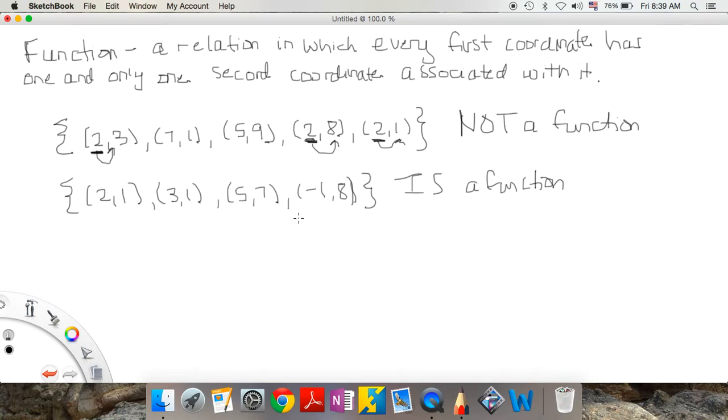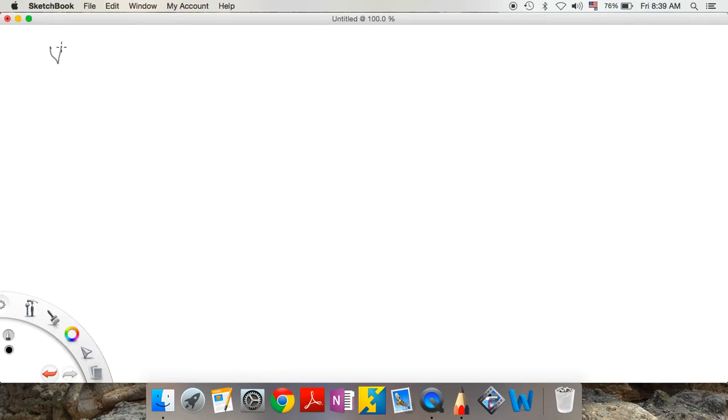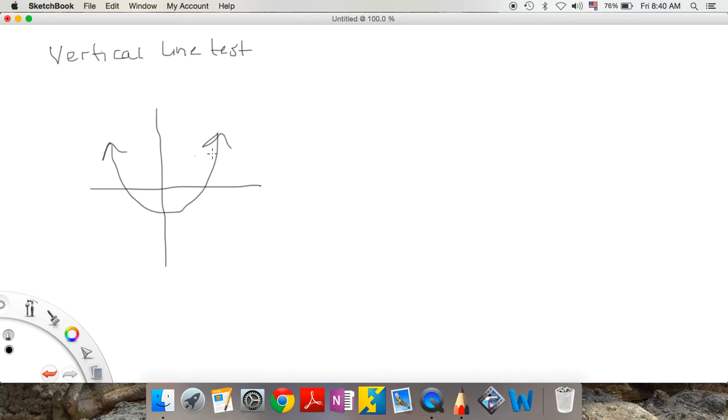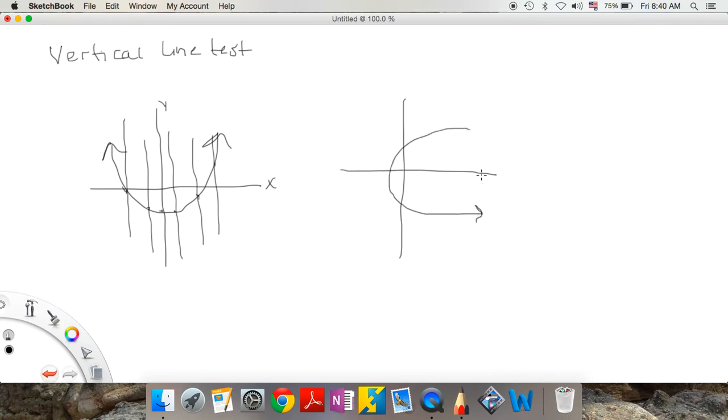Now, there's a way to look at this in pictures and tell if something is a function or not, and that's called the vertical line test. For example, if we have a graph like this, and we want to see if any of these first coordinates, our x coordinates, are repeated, then we can put a vertical line through this and make sure that everywhere we draw our vertical line, we're only crossing the graph one place. So this one is a function because we're only crossing it one place no matter where we draw our vertical line. But here, look at this one.